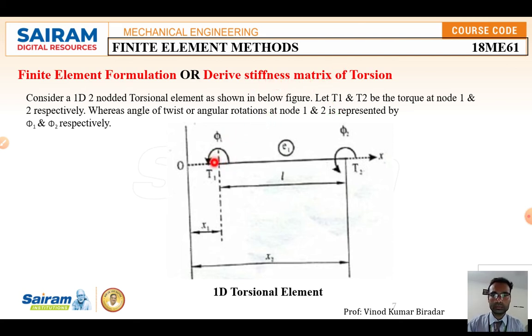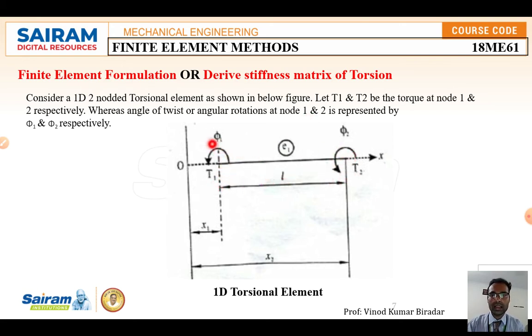So the finite element formulation is a very important question; they may ask you for around 6 to 8 marks. Consider a one dimensional two noded torsional element, as shown in the figure below. Where we considered displacement before, here we are going to consider torque. Let T1 and T2 be the torque at node number 1 and node number 2.